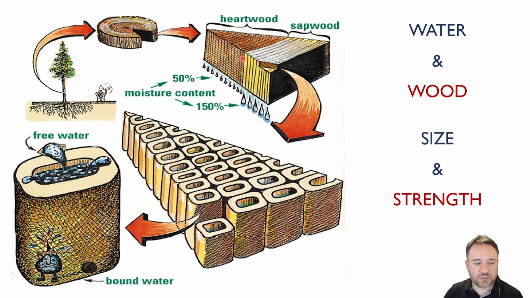Now, as soon as we cut down that tree and there's no more active water flow through the tree, that wood is going to start to dry out and lose moisture.